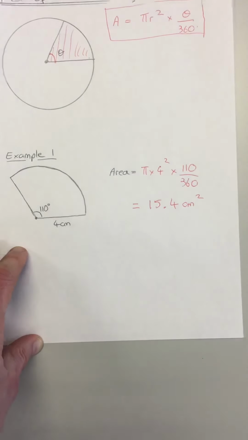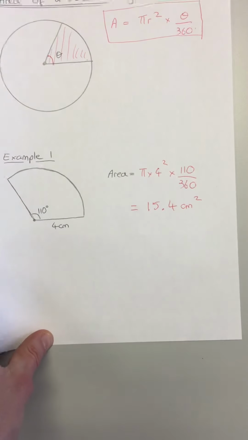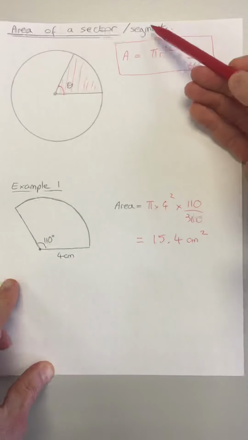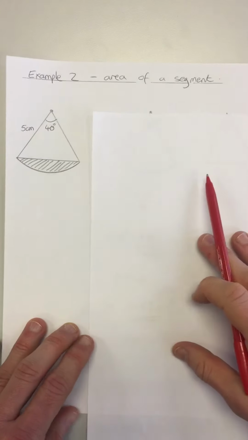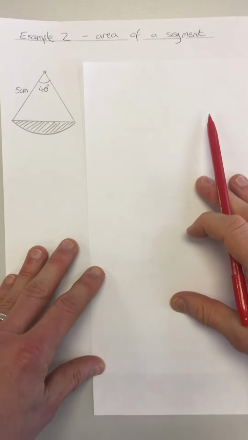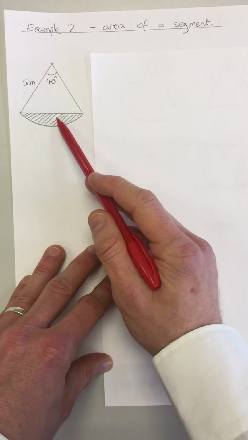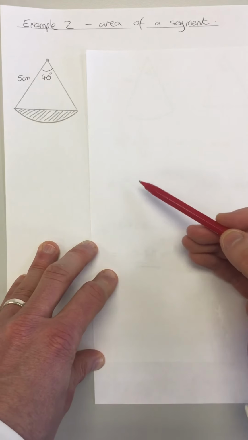So that's a pretty simple thing to do. We also need to be able to work out the area of a segment. Now a segment looks like this. I want to be able to work out the area just of this shaded region here.